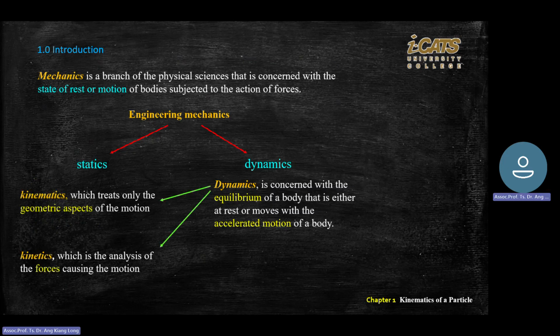Now in dynamics, you have two more words. Dynamic means things moving, so in the question, you will see kinematics and kinetics. Don't confuse these two terms. In kinematics, we only look at the geometric aspect. Geometric aspect means the shape: round shape, triangular shape, and so on. In kinetics, we deal with force.